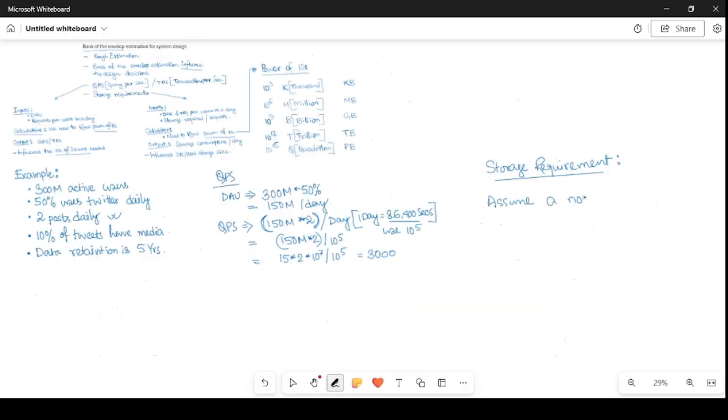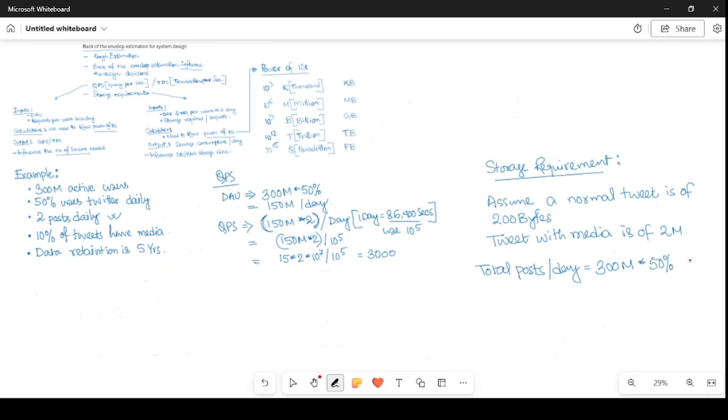Assume a normal tweet is 200 bytes and a tweet with media is 2 MB average size. So what will be the total posts daily? Of 300 million users, 50% are active every day and do 2 posts. So total 300 million posts will be published in the system.